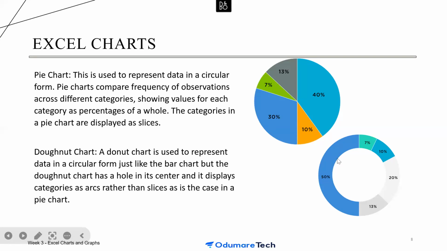The difference between these two is that you see that the donut chart has a hole in the middle, but it also represents the data point just as similar as the pie chart does. So we'll check that real quick.